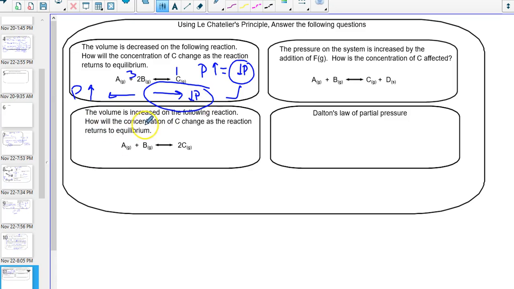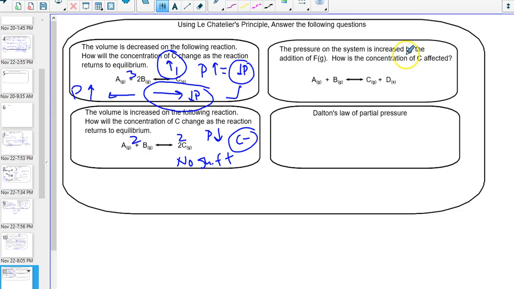The volume is increased in the following reaction. The volume's increased, so my pressures are going down. That's my stress. How will the concentration of C change as the reaction returns to equilibrium? Pause it, take a look. Alright, so notice here I have 2 gas particles here and 2 gas particles here. So they're the same. So this is going to have no effect on Q, no shift. No change in C. And this one, going to the right, C would actually go up. Make sure we include that to answer the question. No shift, C stays the same.